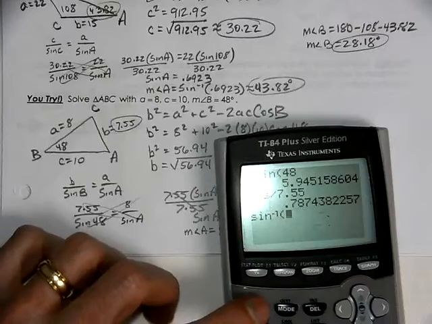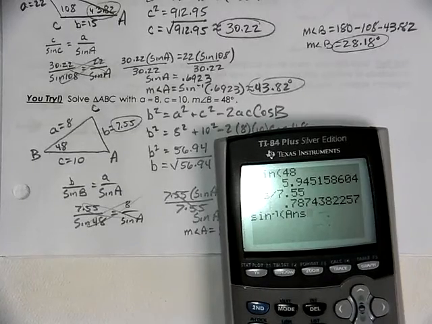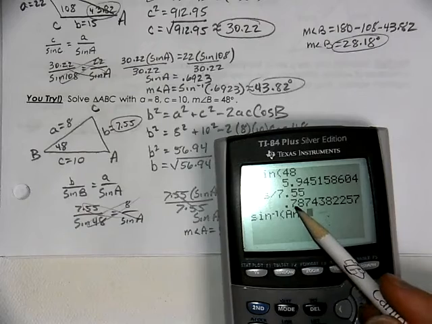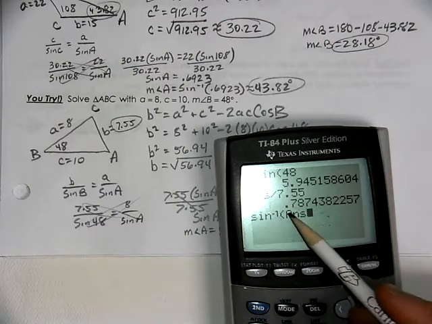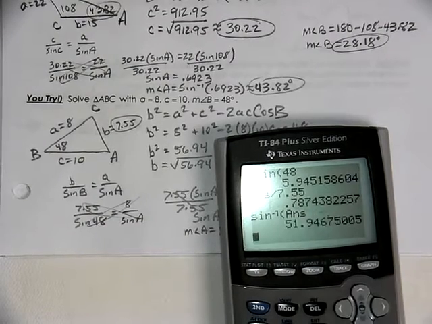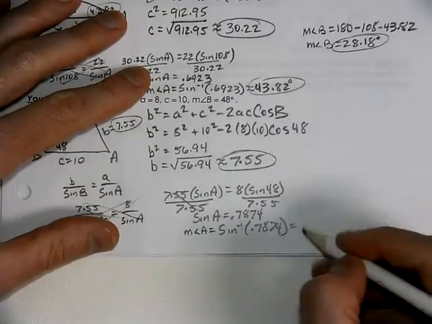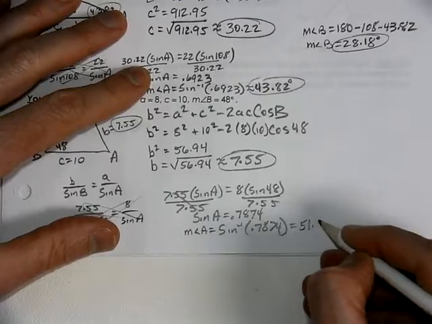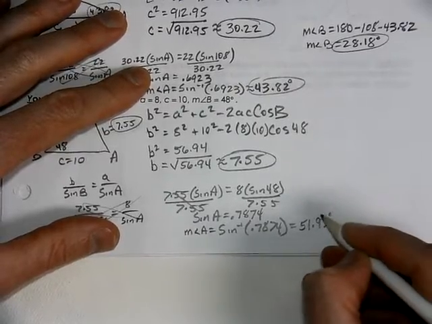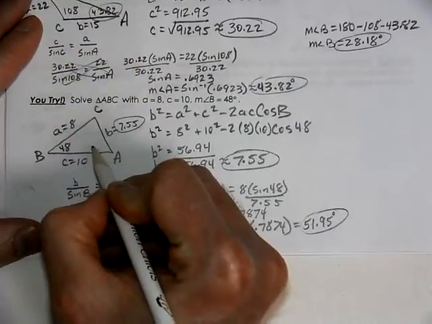So we do second sine of our answer. Don't type in 0.8, that's for sure. You could do 4 digits, but I would suggest the A and S number, and we get 51.95. And that's a degree.